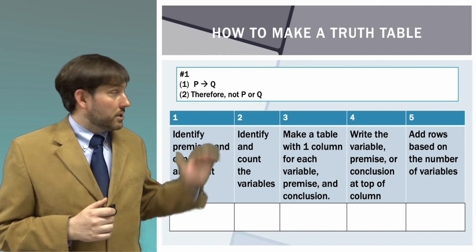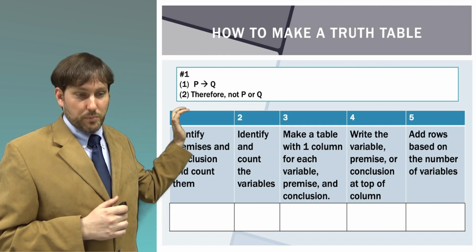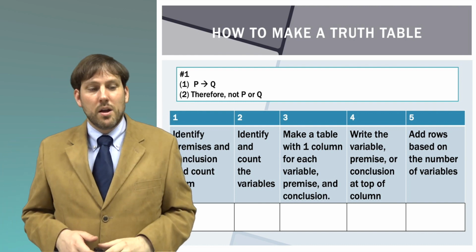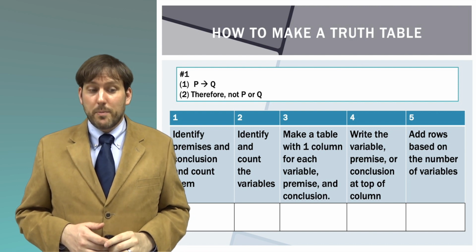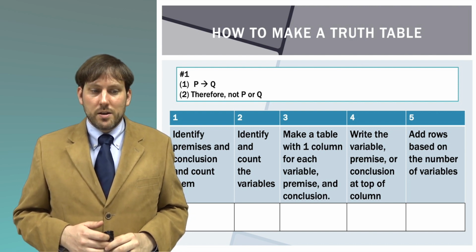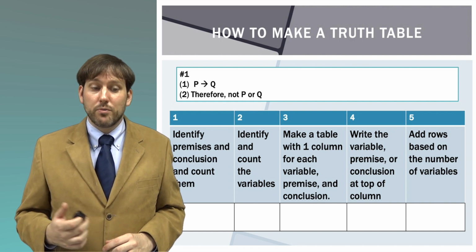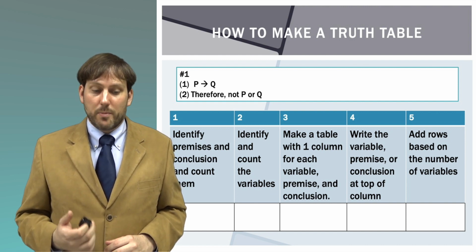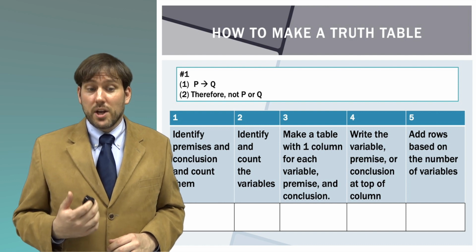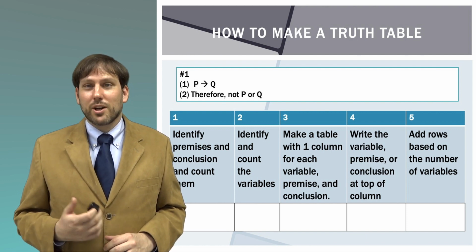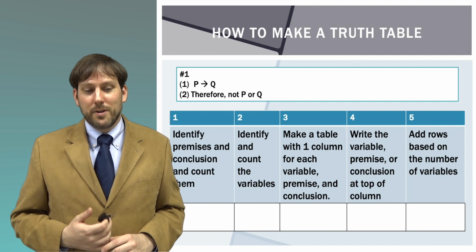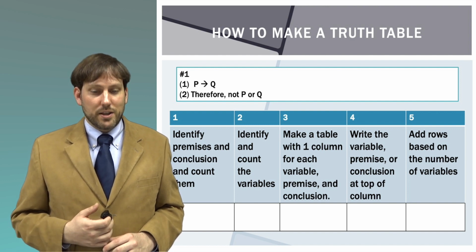Let's go. First argument, so we have P implies Q as our premise, therefore not P or Q. First step, identify the number of premises and count them. Second step, identify and count the number of variables. Third step, make a table with one column for each variable, premise, and conclusion. Fourth step, write the variable, premise, or conclusion at the top of the column. Finally, add rows based on the number of variables.